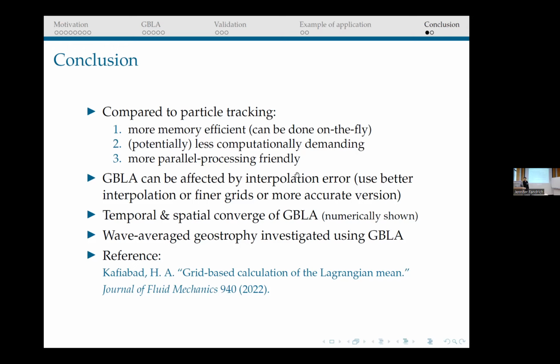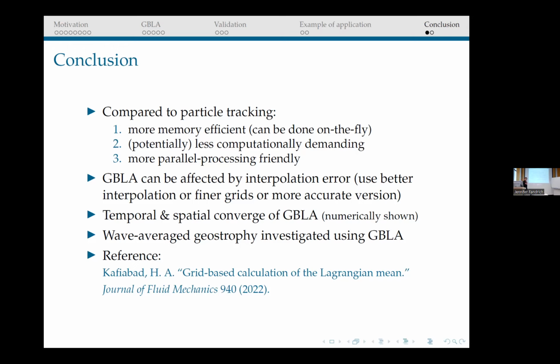It is potentially less computationally demanding. Why? Because if I'm not calculating the Lagrangian mean of velocity, I don't need to interpolate for velocity fields. Because in particle tracking, you need to interpolate both for velocity and the quantity of interest.